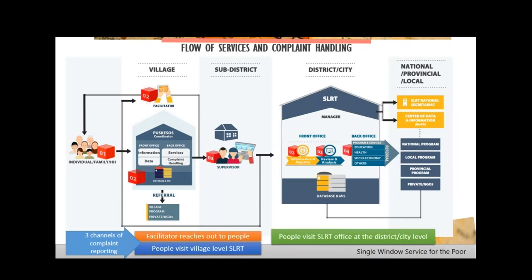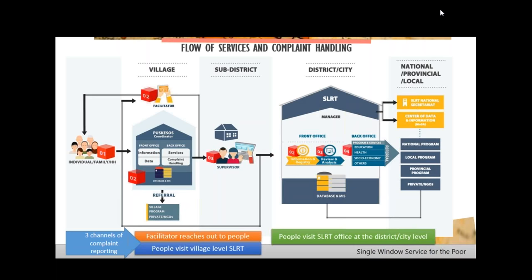In terms of the flow of services and complaint handling, as you see in this slide, there are three channels of complaint reporting via SLRT. One is a facilitator at the village level who reaches out to people. Second is that people can visit the village level SLRT office, which is called Puskesos. This is a social welfare center at the village level. In principle, this is a kind of miniature of SLRT at the village level. So in these Puskesos, you have a front office and a back office. And then the third one, people can also visit the SLRT office at the district or city level. So there are three major channels of complaint reporting.